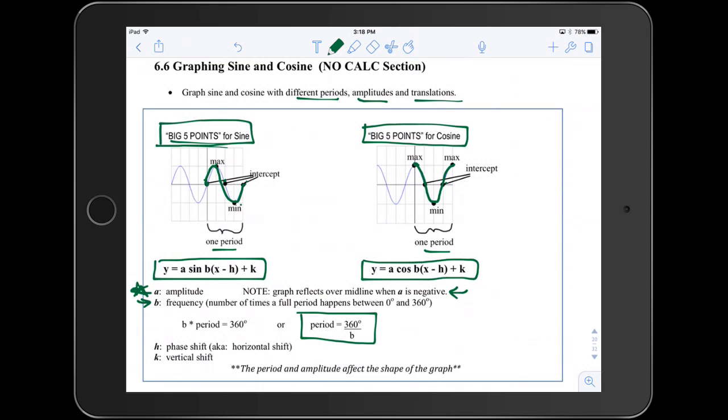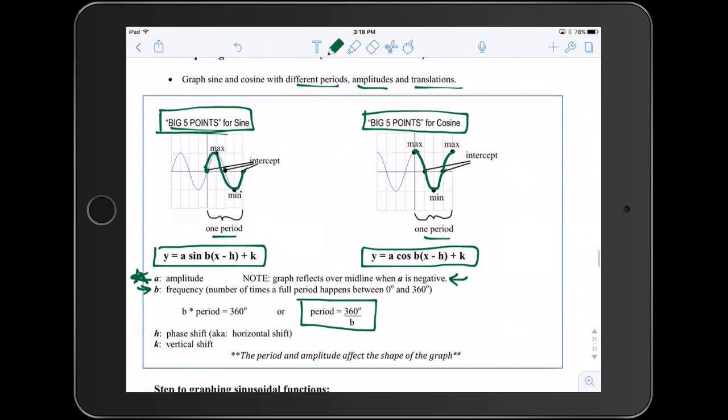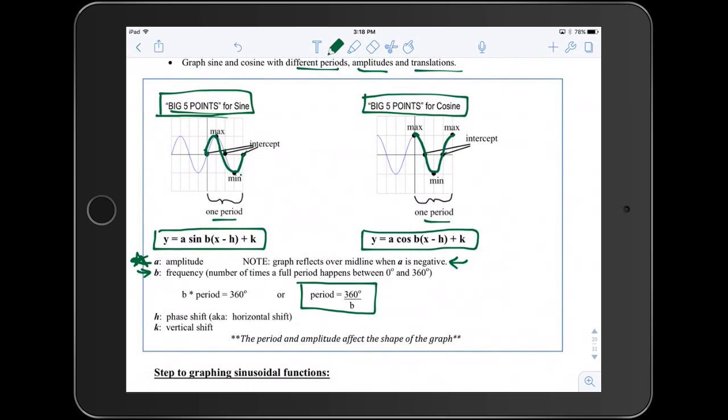Everything is very similar to what we have done in the past in math, but there are definitely some huge differences, especially that frequency and amplitude. I do want to say this is a pretty big note: the period and amplitude affect the shape of the graph. The phase shift and the vertical shift are just translating it. It's literally taking the shape and just moving it, sliding it around, while the period and the amplitude actually change what the graph looks like.